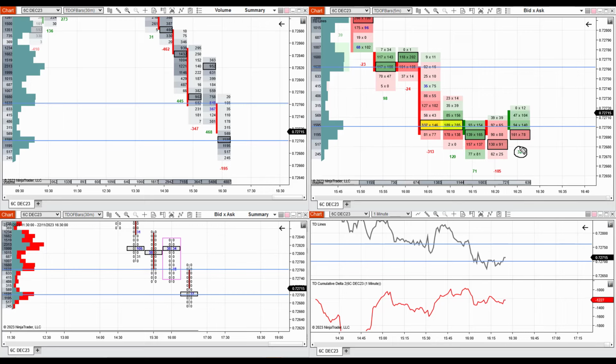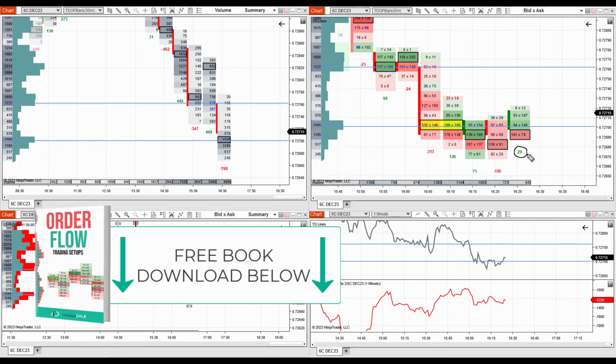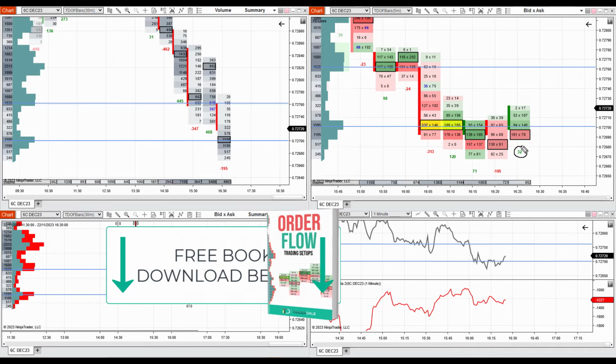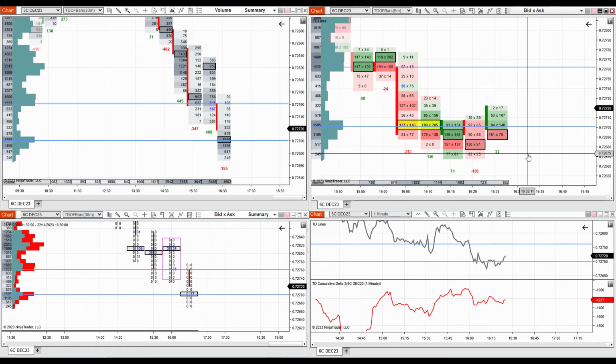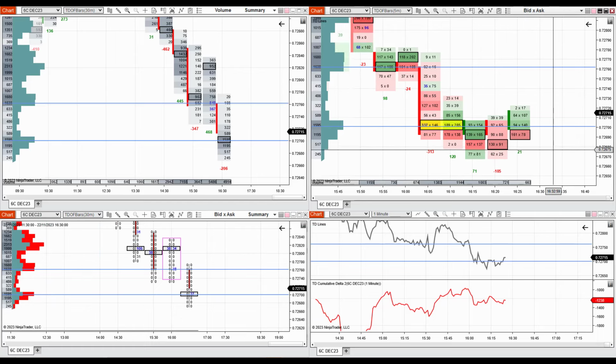If you look at Delta now, it turned positive, which is nice. I want to see more positive Delta because that means aggressive buyers jumping in. But still, Delta of 29, that's nothing too terrific, so it doesn't really tell us too much. But still, good news is that it's not negative, right? So let's see what will happen.